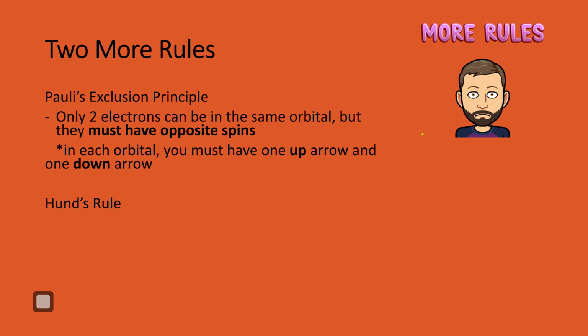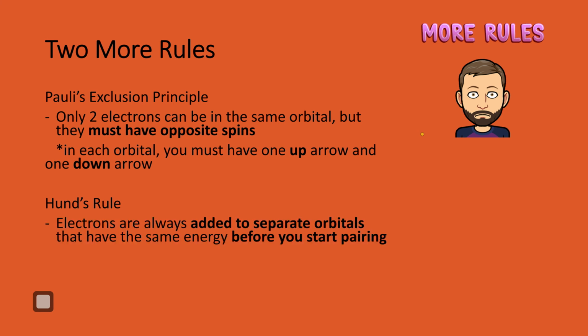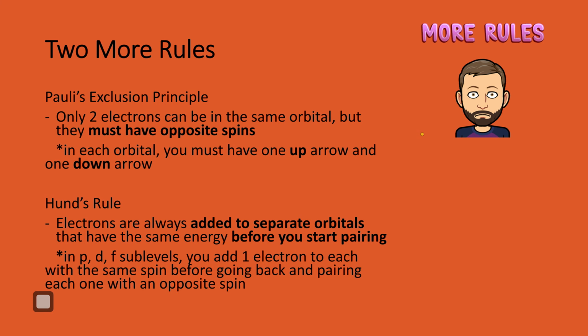Then we have what's called Hund's rule. Hund's rule, electrons are always added to separate orbitals that have the same energy before you start pairing. Okay? So again, what that means, you'll see in a moment, is if I have 3 orbitals, I need to put 1 electron in each one first. It's just like if you have multiple brothers and sisters. Everybody gets their own room until there's too many kids, and then we start having to pair them up. That's basically the idea. Okay? So in P, D, and F sublevels, you add 1 electron to each box, each orbital with the same spin before going back and pairing each one with an opposite spin.